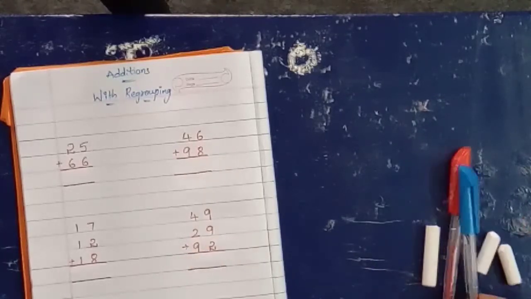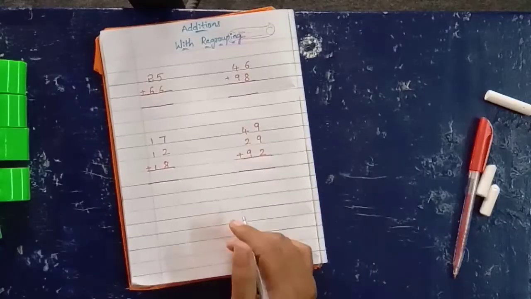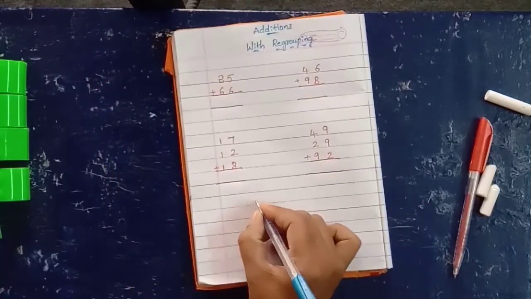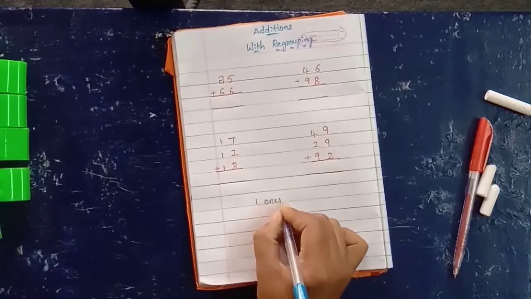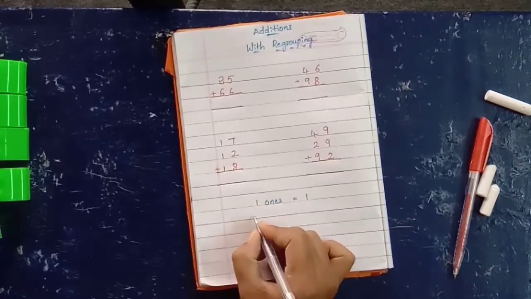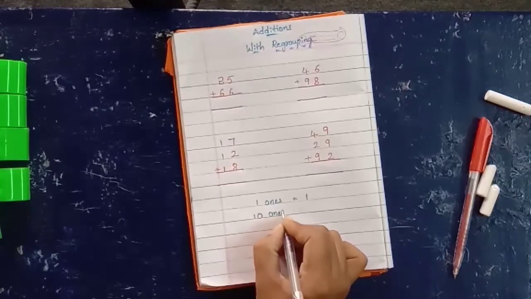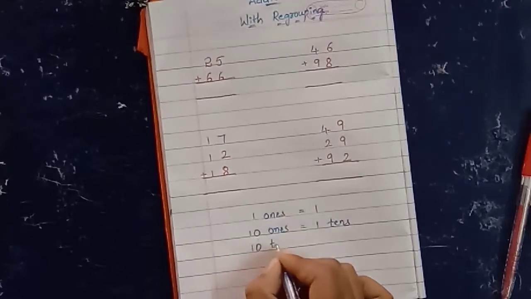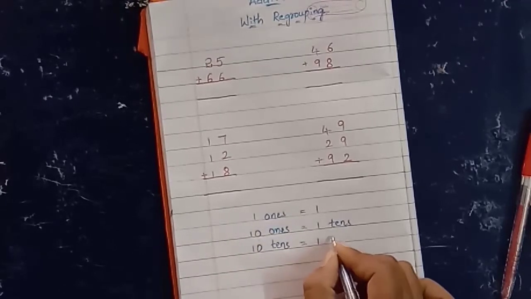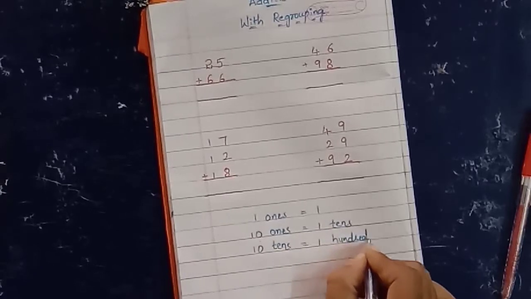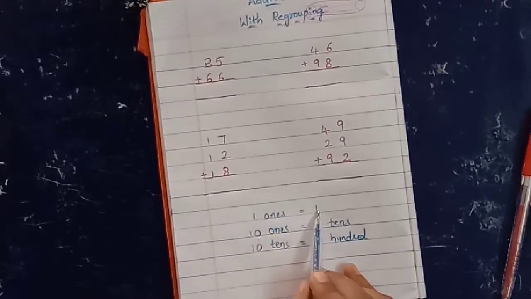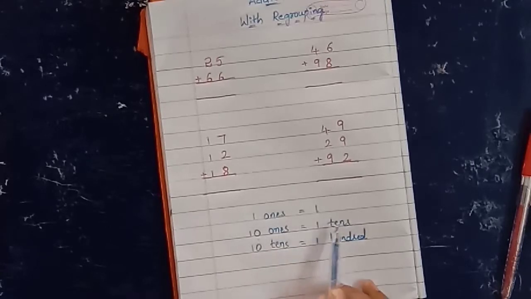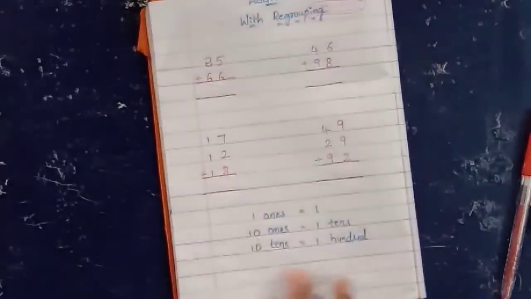Already I told you, on the board now, in additions we need to follow something. 1 ones is equal to 1, children. 10 ones is equal to 1 ten. 10 tens is equal to 100. 1 ones is equal to 1, 10 ones is equal to 1 ten, 10 tens is equal to 100. We need to follow this.